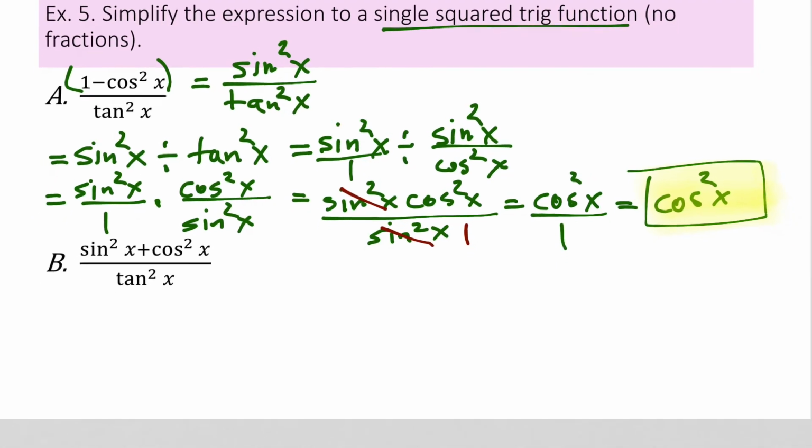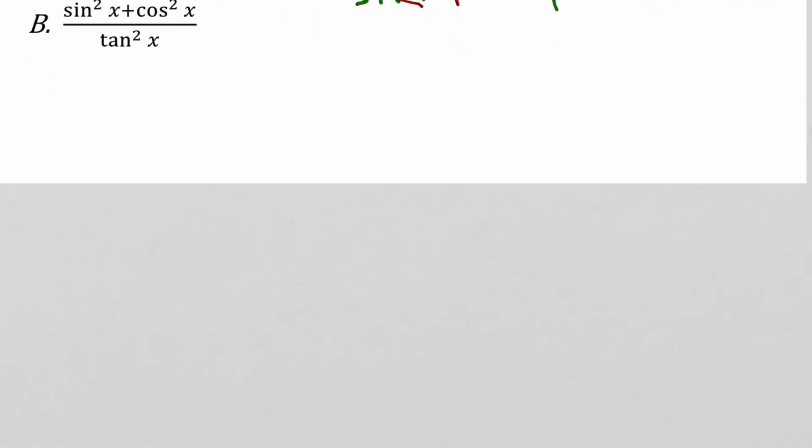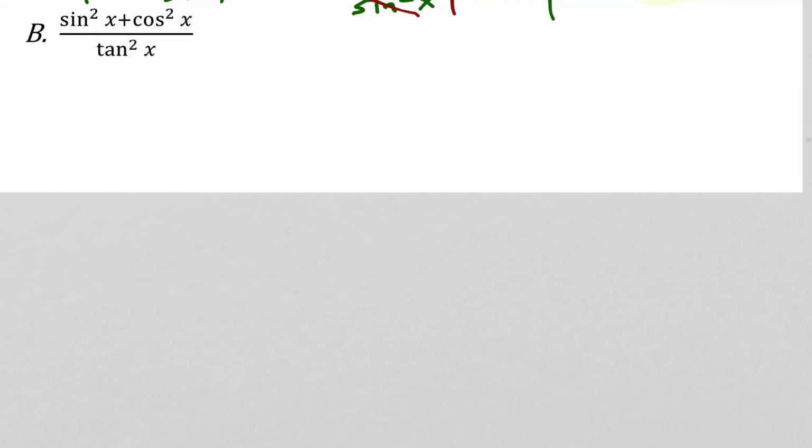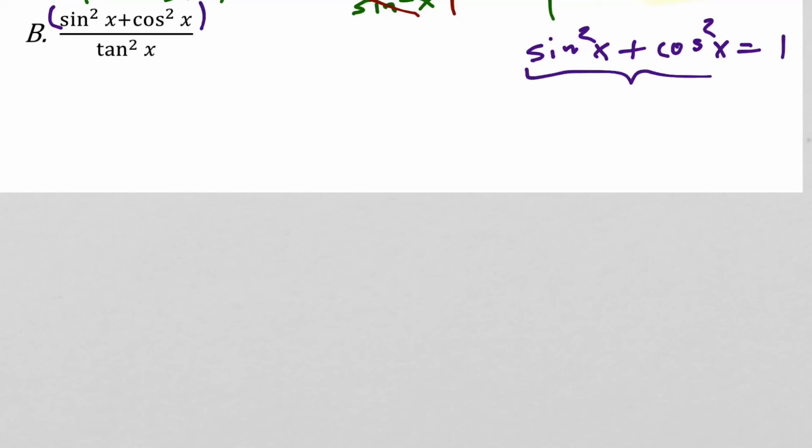Now for part B. So part B, in the numerator, if we look at our Pythagorean identity, right here, I've got sine squared of x plus the cosine squared of x. I've got this whole thing, which is equal to 1. So wherever I have this whole thing, I can substitute a 1. So I can say 1 over the tangent squared of x.